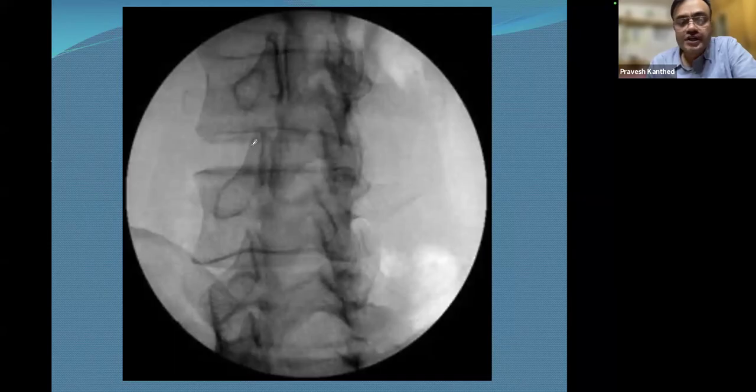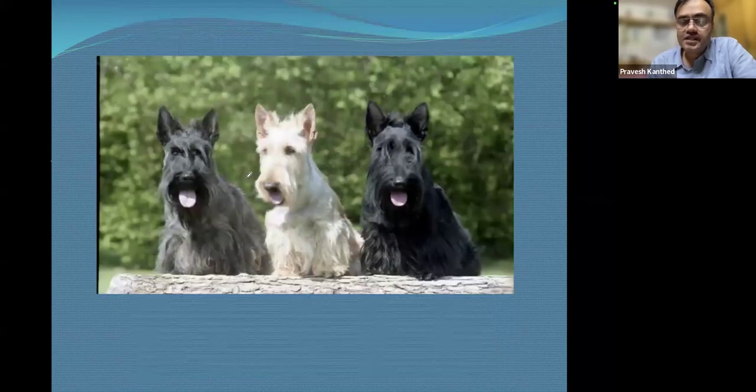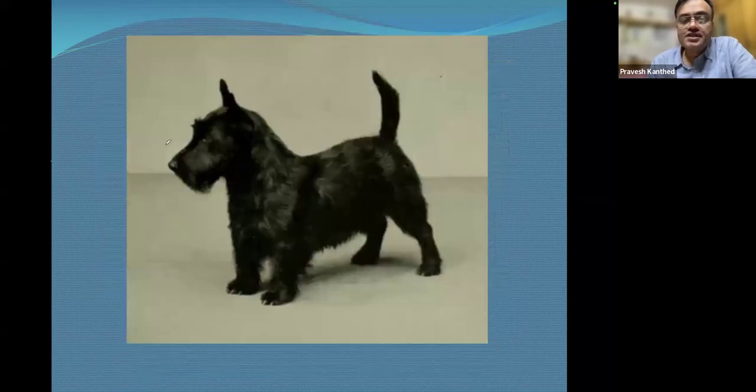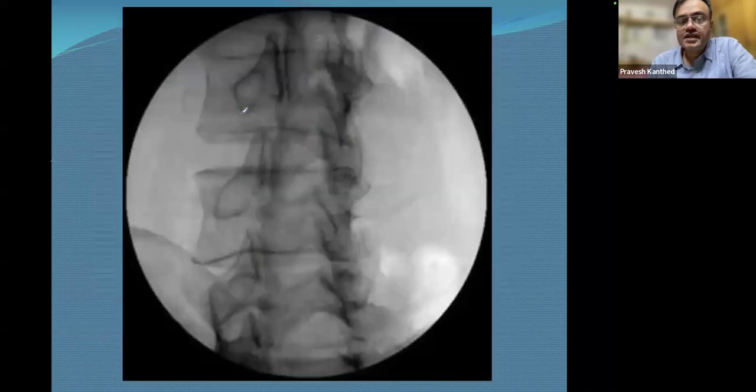Now, when you do an oblique, you see this image. This is called the Scotty dog image. This is the mouth of the dog. These are the forelimbs. This is the body. This is the hind limb. You can see the ear of the Scotty dog, the snout of the Scotty dog. This is the face. These are the forelimbs. These are the hind limbs, and this is the body.